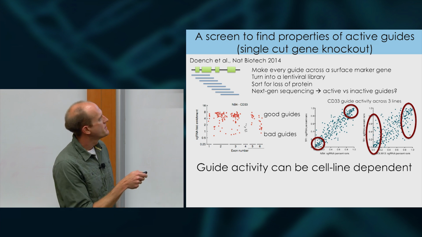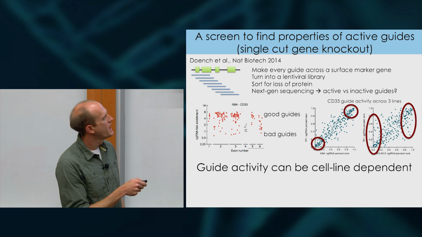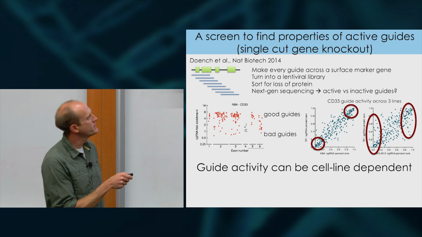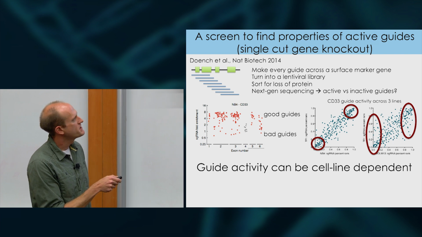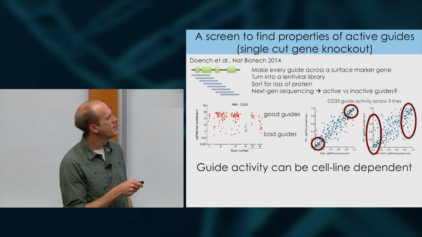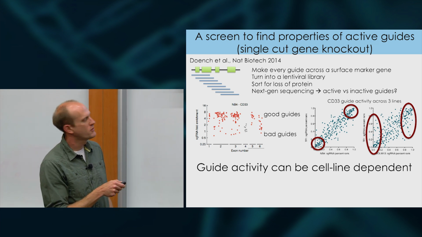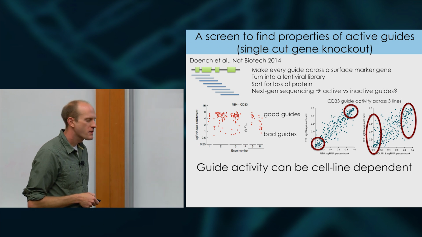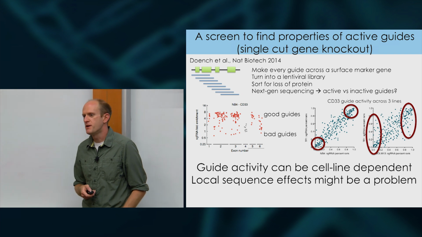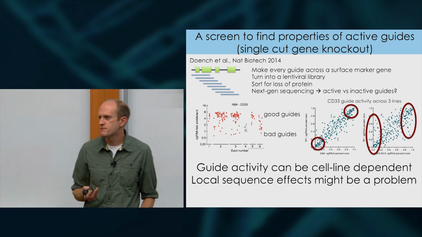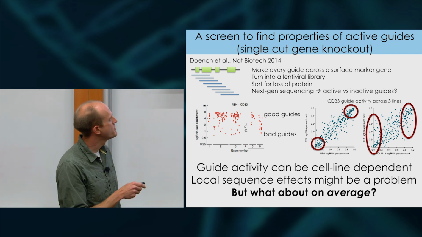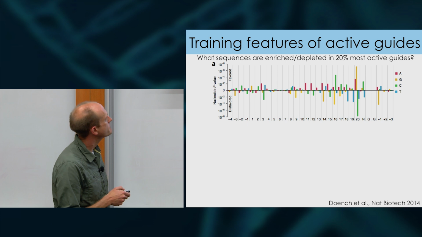And you can see that these two cell lines correlate with each other really well. And with these cell lines, things are pretty good, but they also fall apart a little bit. There are some guides that are really active in one cell line and basically completely inactive in the other cell line. And you can also get vice versa, right? This guy has an activity of almost 100% in this cell line and only about 20% in this cell line. So guide activity can be cell line dependent. Local sequence effects might be a problem. We don't really know the sequences of these lines. Maybe there's something about SNPs in there. But let's try to average it out, because there is a pretty good correlation going on here.